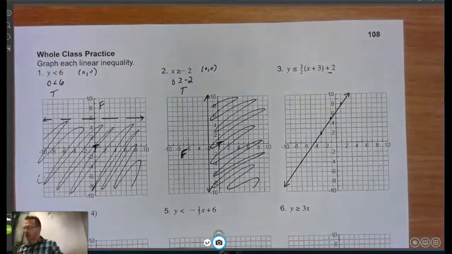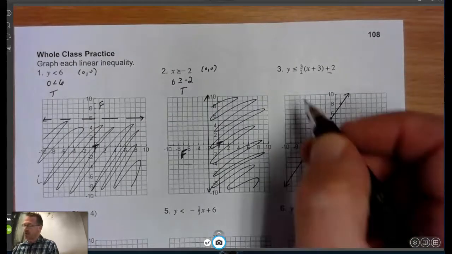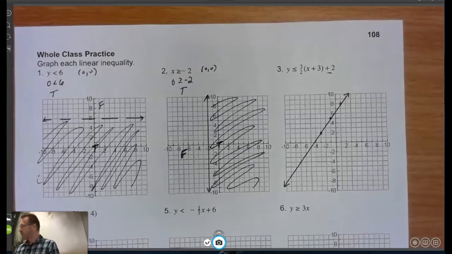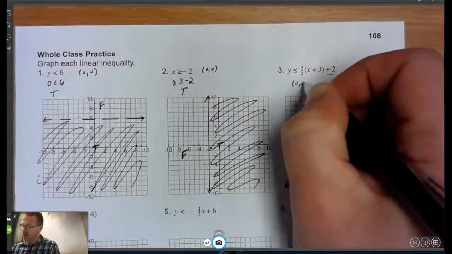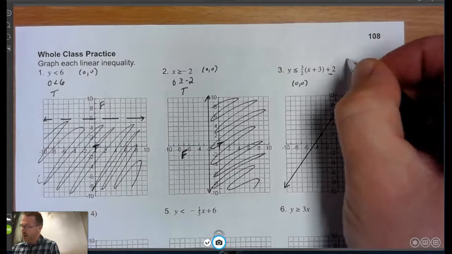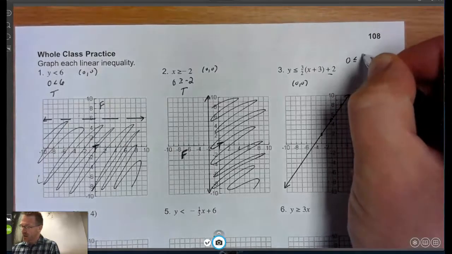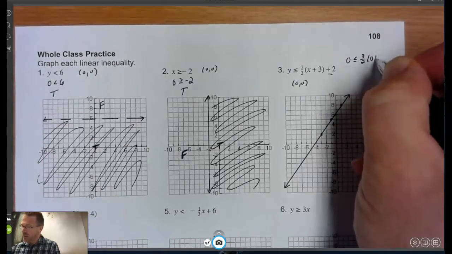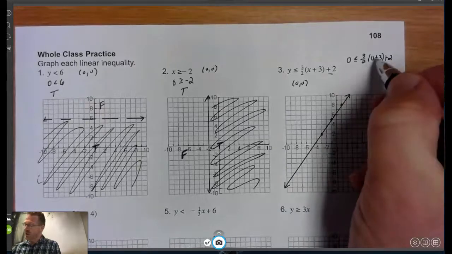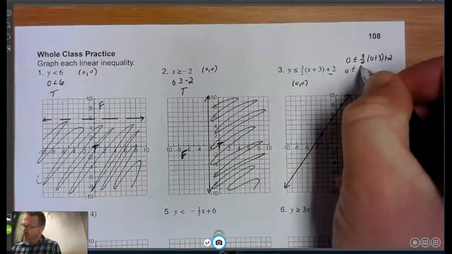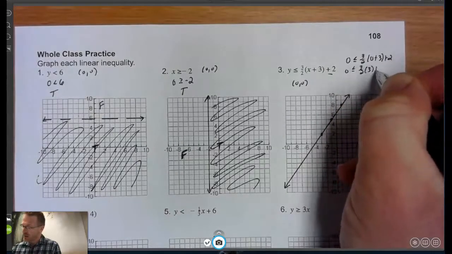Now here's what we're going to do. Once again, I'm going to just take 0, 0 and plug it in, and then you have to go through your order of operations. If I plug that in, I'm going to put 0 in for y. That's going to be less than or equal to 3 halves times (0 plus 3) plus 2. So once again, we follow order of operations. I have to do what's inside the parentheses first. So 0 plus 3 is 3.